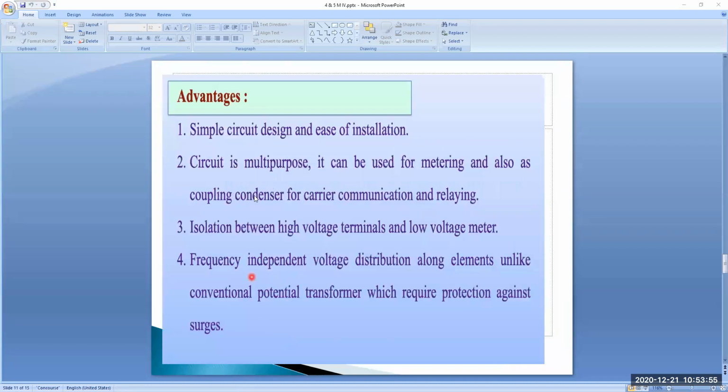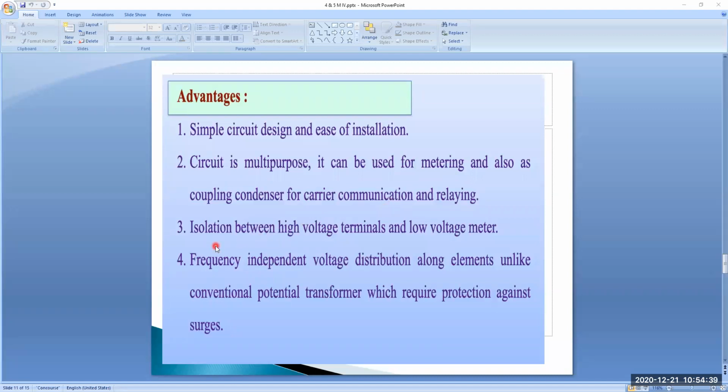Okay. Advantages: simple circuit design and ease of installation. This is the advantage of capacitive voltage transformer. Second one, circuit is multi-purpose. It can be used for metering and also as coupling condenser for carrier communication and relay. Capacitive voltage transformer is not only for measurement of high impulse voltages, it is used for multi-purpose. Understood? This is one of the important concepts of CVT, capacitance voltage transformer.